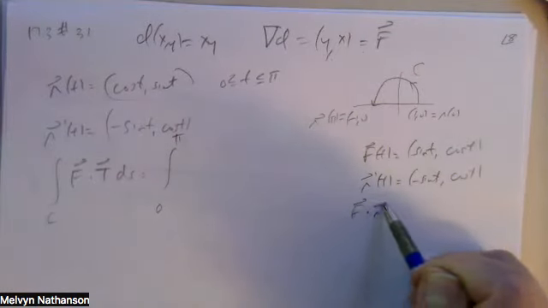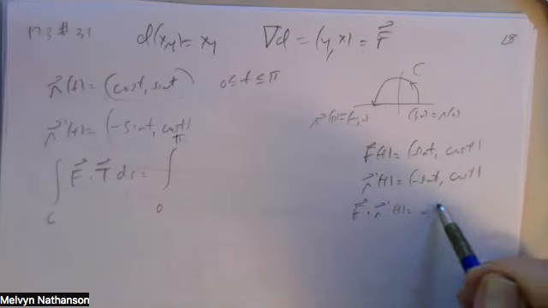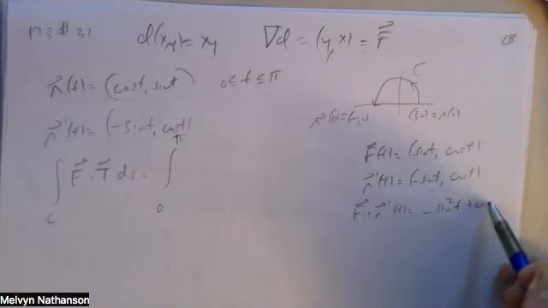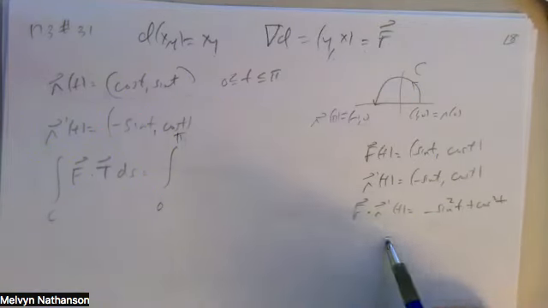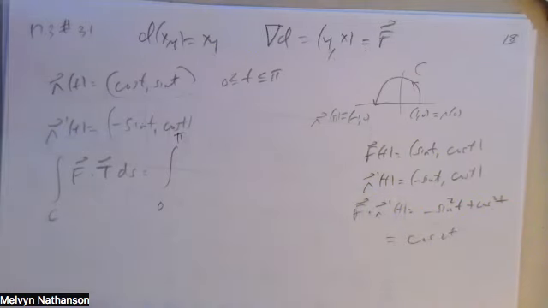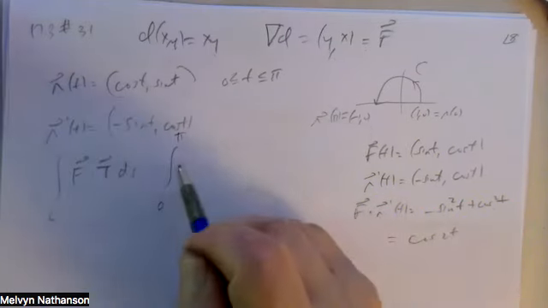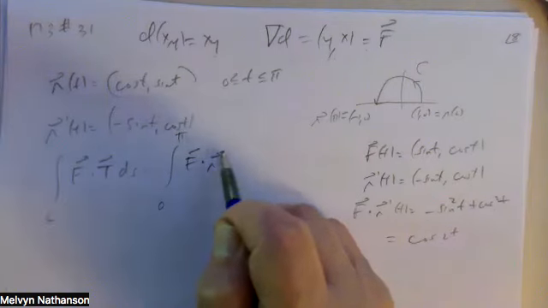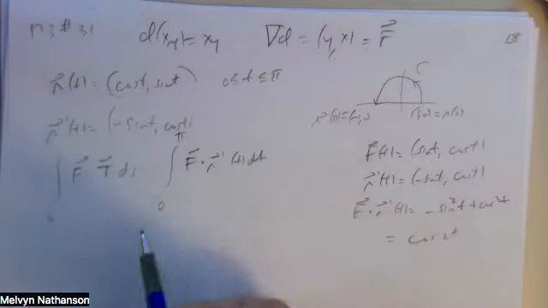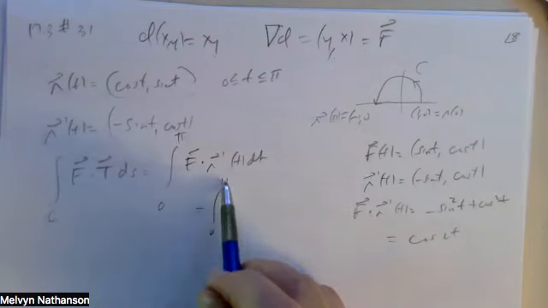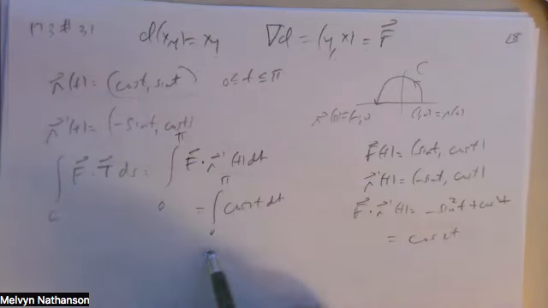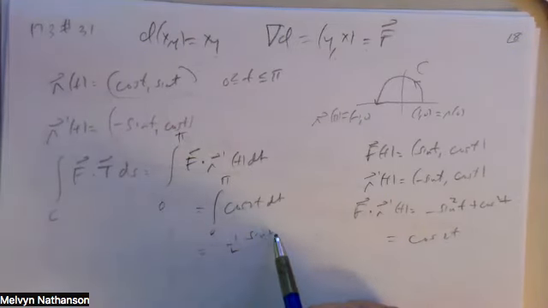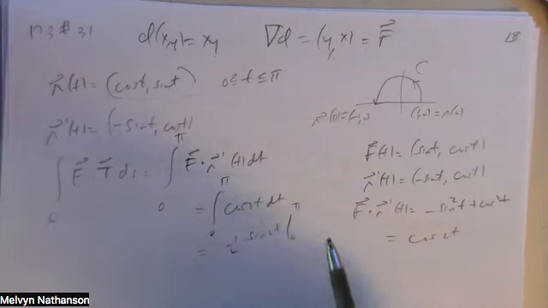So f dot r prime of t is minus sine squared t plus cosine squared t. Cosine squared minus sine squared is the cosine of 2t. So I'm integrating f dot r prime t dt. This means I'm integrating from 0 to pi of cosine 2t dt. That's 1/2 sine of 2t evaluated from 0 to pi. This is 0 minus 0. This is 0.